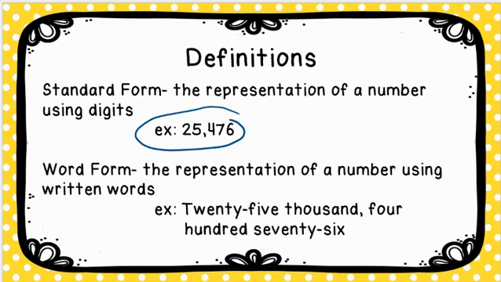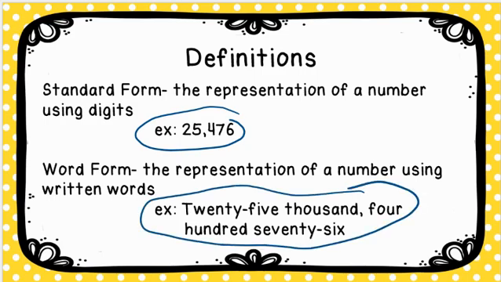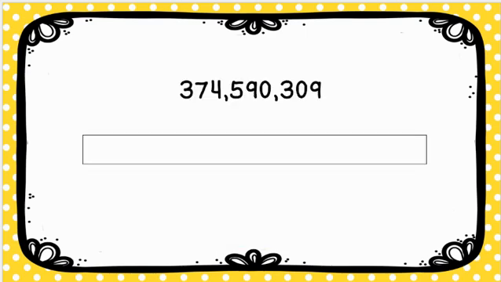25,476. Word form is the representation of a number using written words. So again, there's an example below. 25,476. So as you can see, these examples are equivalent. They're this exact same number written two different ways. So we're going to practice going back and forth. First, let's start with this number.